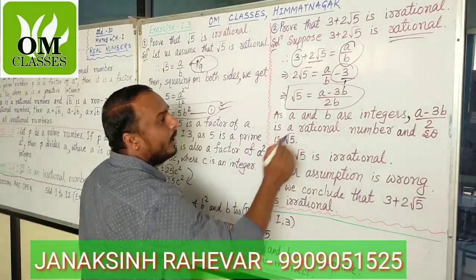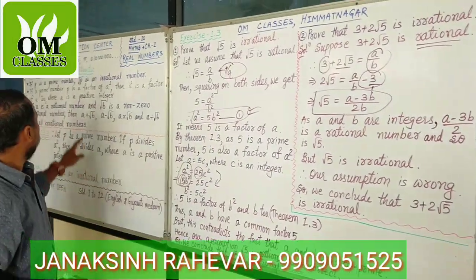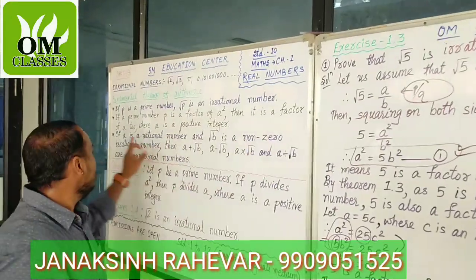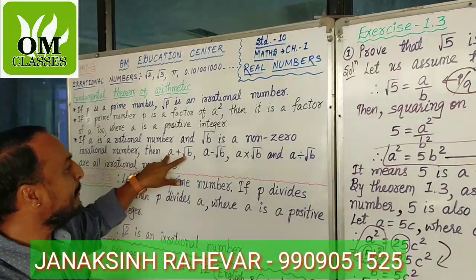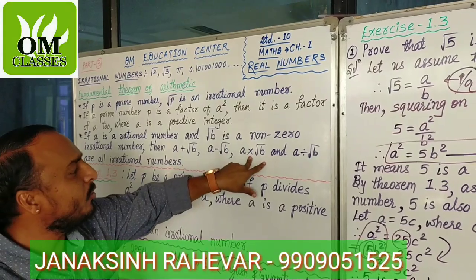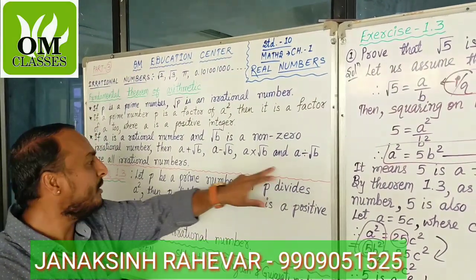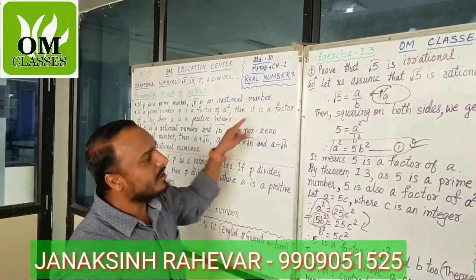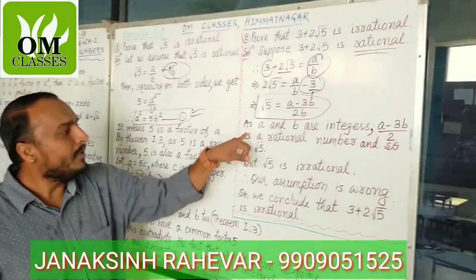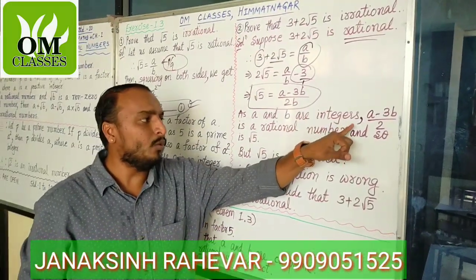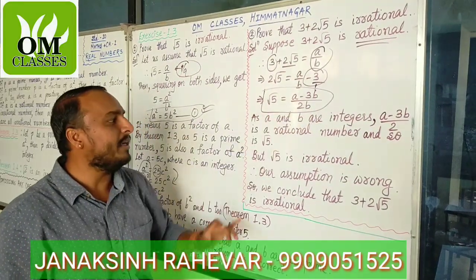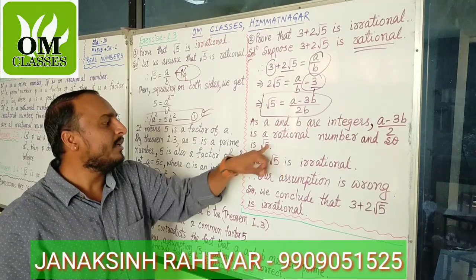अब इसका मीनिंग क्या हुआ? We have studied that if a is a rational number and root b is a non-zero irrational number, then a plus b, a minus b, a into root b, a divided by root b, all are irrational numbers. So this will come here also. a and b are integers, we know. Therefore a minus 3b upon 2b, ये हमारी जो वैल्यू आई है, it is also a rational number.